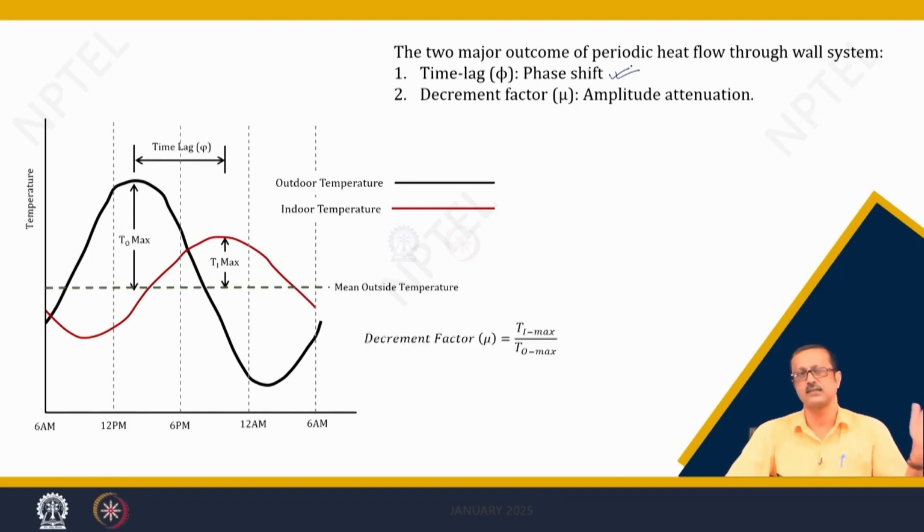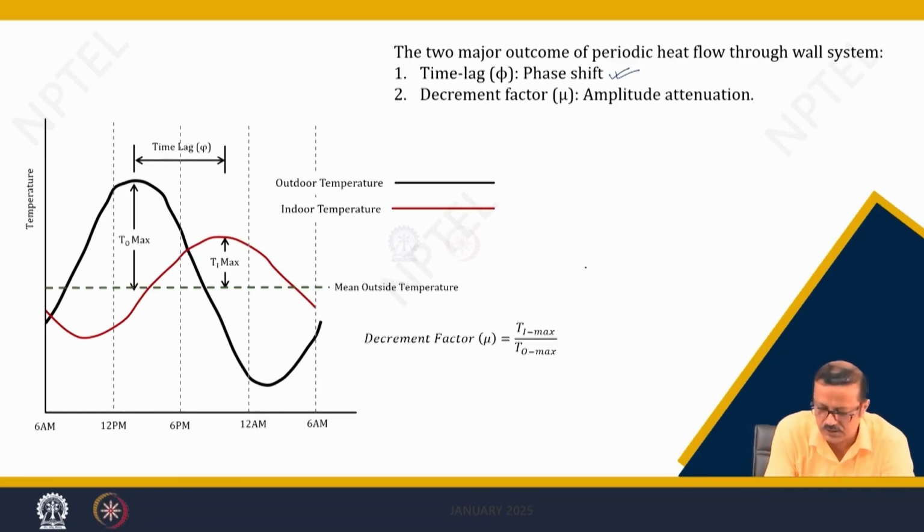We have discussed this in the very first or second lecture already, but we will take these two things, the time lag and the decrement factor, in today's lecture for computation of the periodic heat gain through the envelope. That is why I am discussing this again; 3-4 slides we will be repeating from the second lecture or so. The decrement factor is the ratio of the indoor max temperature divided by the outdoor max temperature.